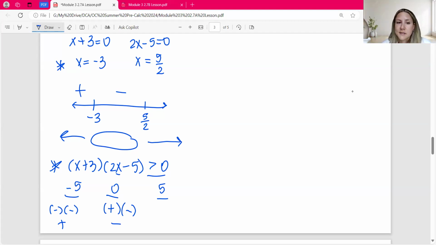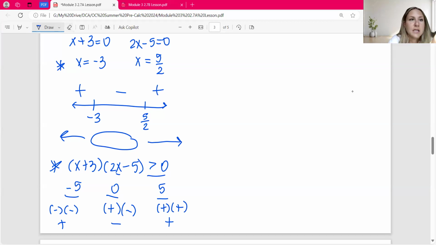Then I'm going to do one more time for the test value of 5. Substitute 5 into the factored form. So 5 plus 3 is going to give me a positive number. And then I substitute 5 into the second factor: 5 times 2 is 10, minus 5 is going to give me a positive number. A positive times a positive is a positive. And that's my sign analysis.